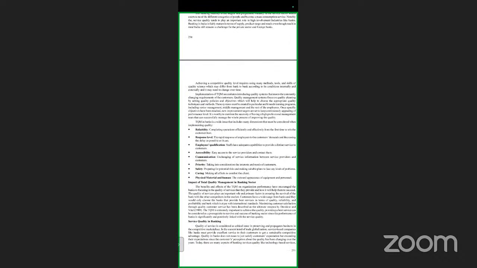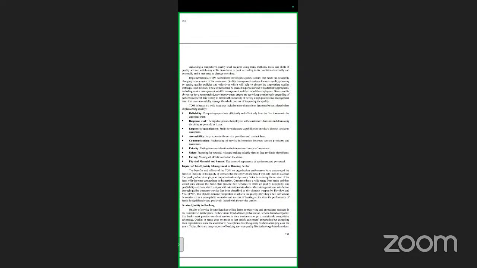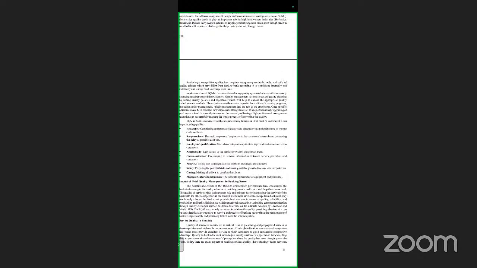TQM in the financial sector. In the financial sector, just now we talked about the banking sector, insurance sector, or NBFC sectors. So these sectors come under the financial sector. Even trading and the stock market also come under the financial sector. So reliability we need to see first, and responsiveness level we need to see. Employee qualification, accessibility, communication, priority, safety, caring, physical, material, and human. These are the aspects involved in TQM in the financial sector.